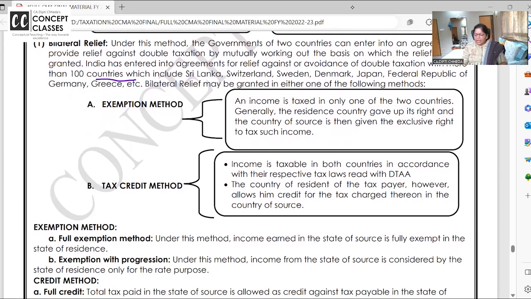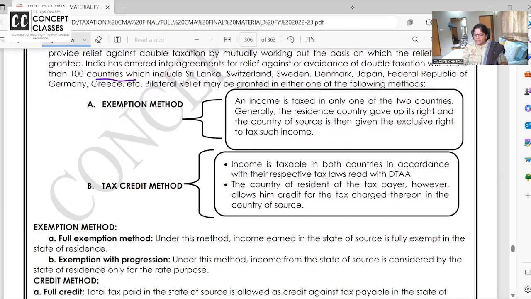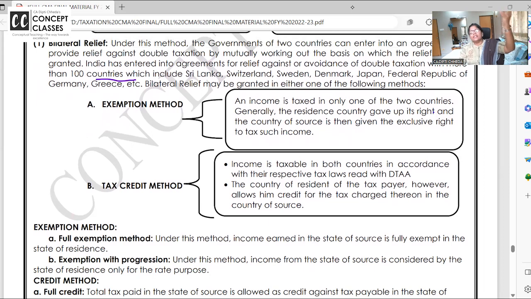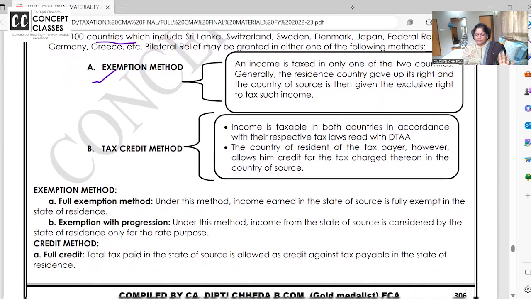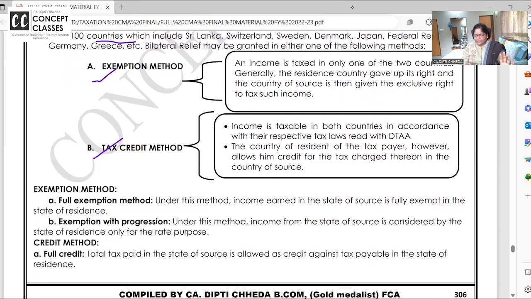Exemption method: an income is taxed in only one of the two countries. Generally, the resident country will give up its rights. Okay, you paid tax in the source country, in Africa. Dipti ma'am, you are a resident and ordinary resident of India. Whatever tax you have paid on the income from Africa, that income and that tax we completely exempt. That is the exemption method. Tax credit method.